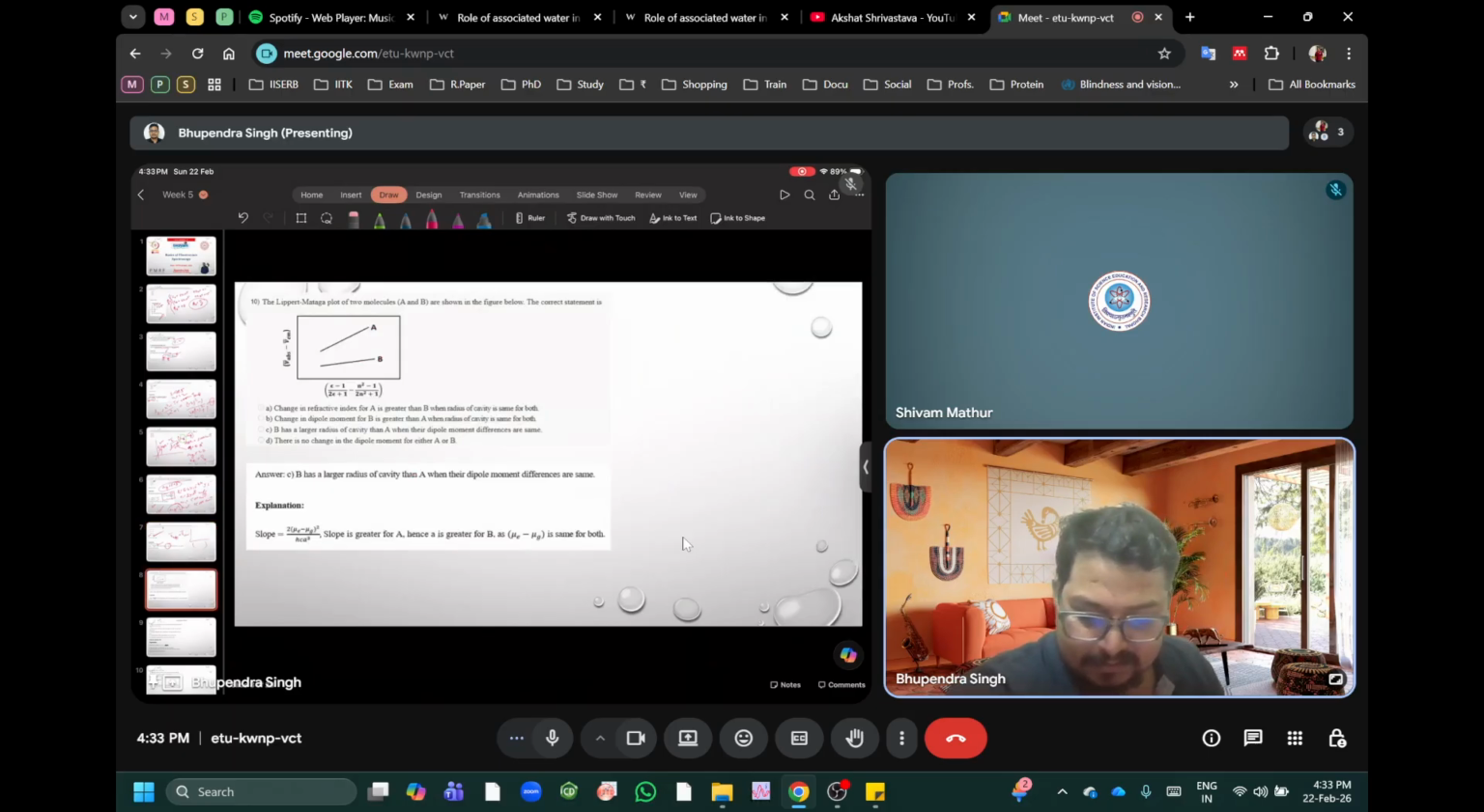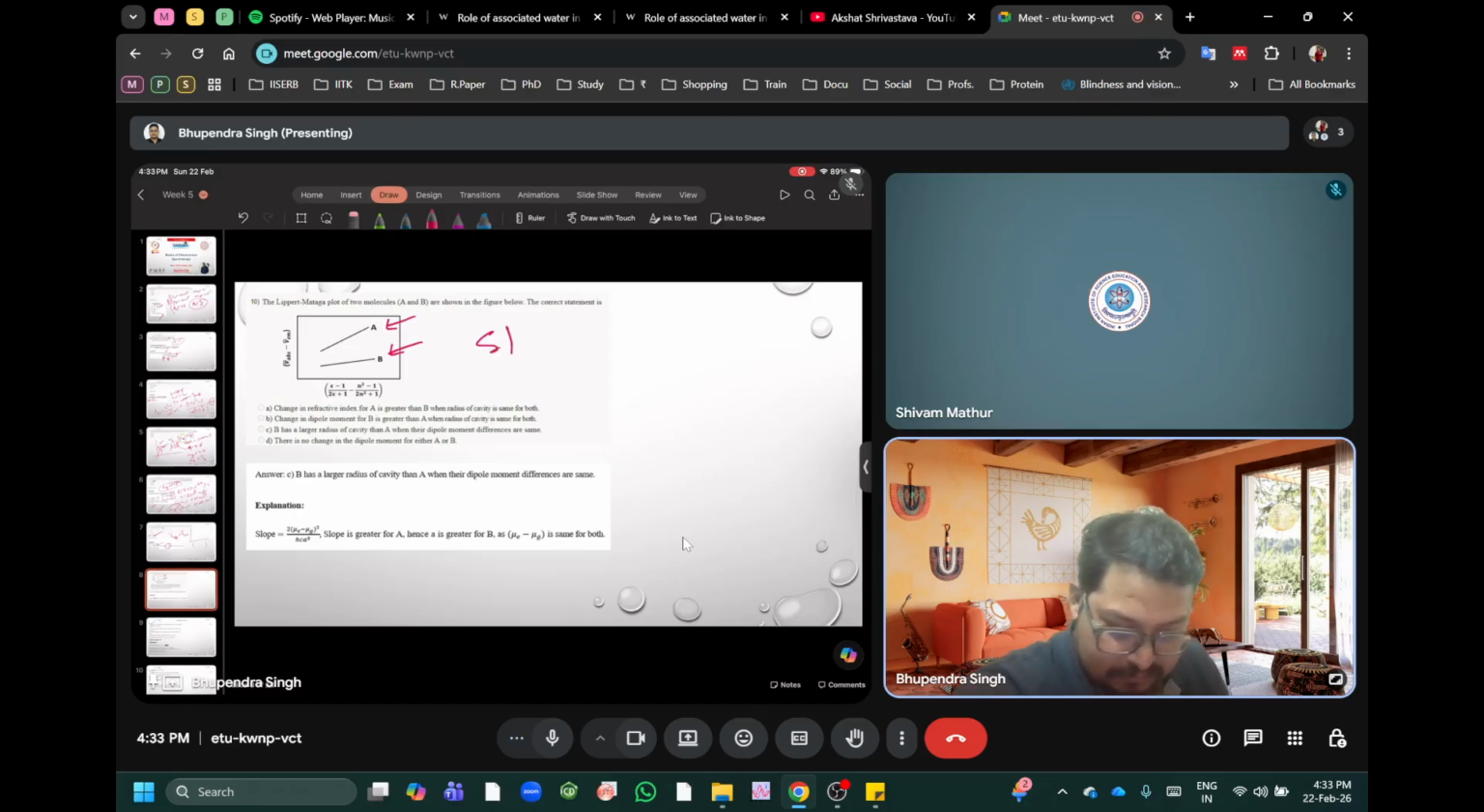Next question is the Lippert-Mataga plot for the molecule. The plots of two molecules A and B are shown in the figure given below. Which of these four statements is correct? Change in the refractive index of A is greater than B, then radius of the cavity is the same. So basically, what you can figure out from these two plots, A and B, is the correct statement.